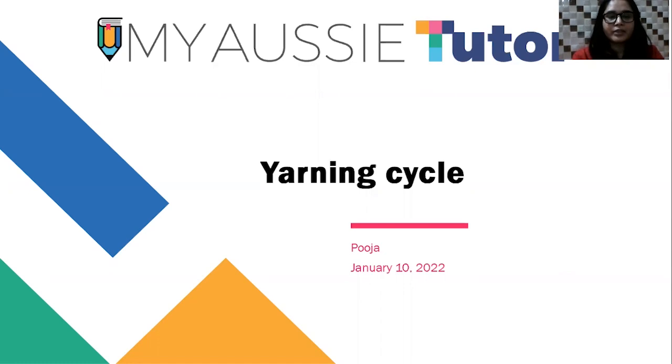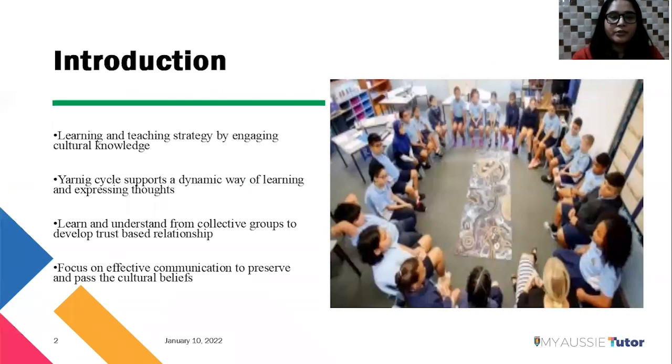So today we'll be discussing a very interesting topic, which is the yarning cycle. To introduce this topic, we'll discuss what a yarning cycle is and how it supports individuals of different or similar cultural background. It is a learning and teaching strategy by engaging cultural knowledge. Yarning cycle supports a dynamic way of learning and expressing thoughts. It will also enable learning and understanding from different collective groups to develop trust-based relationships. It will focus on effective communication to preserve and pass on cultural beliefs.